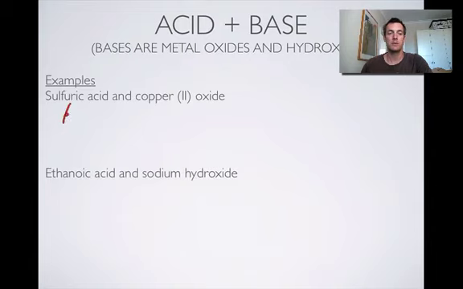Sulfuric acid, H2SO4. That's a strong acid, so we're going to split it up into ions. And copper 2 oxide. Copper 2 oxide is actually insoluble, so this is going to be a solid. So copper 2 oxide is a solid. That means we're not going to split it into ions in the ionic equation.